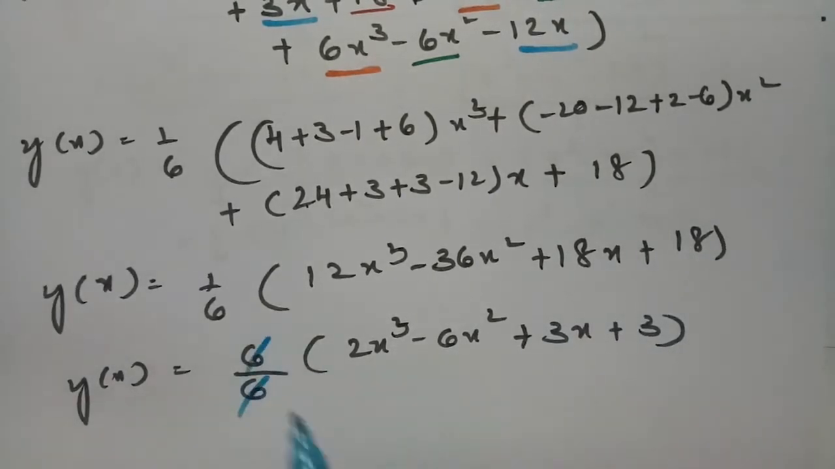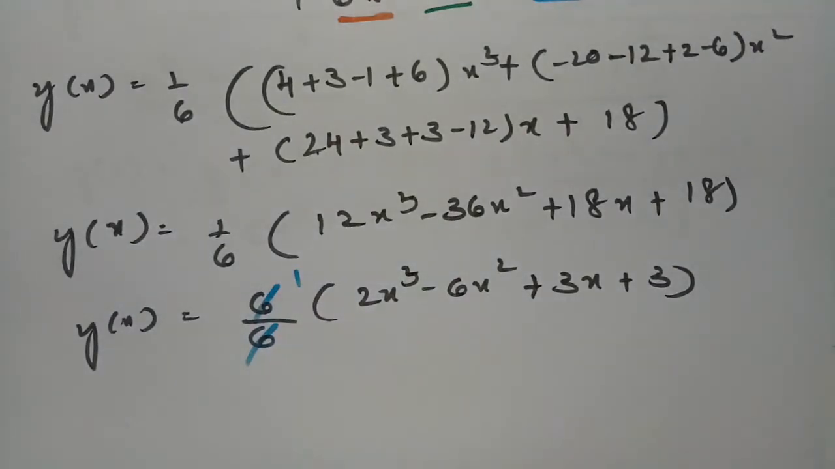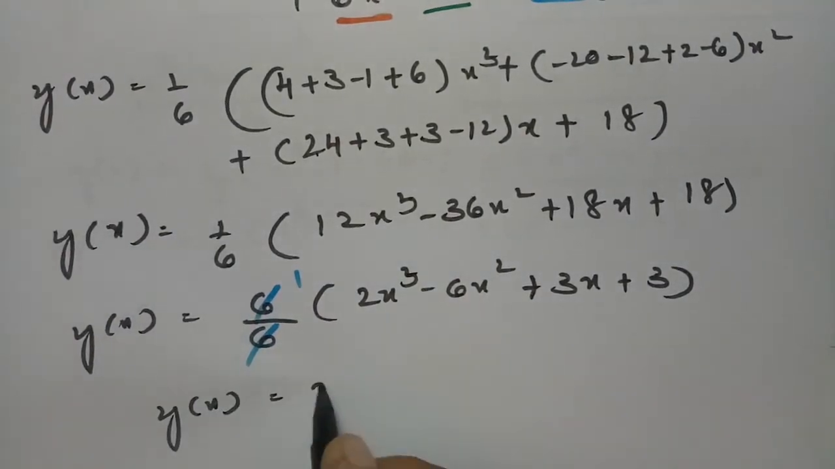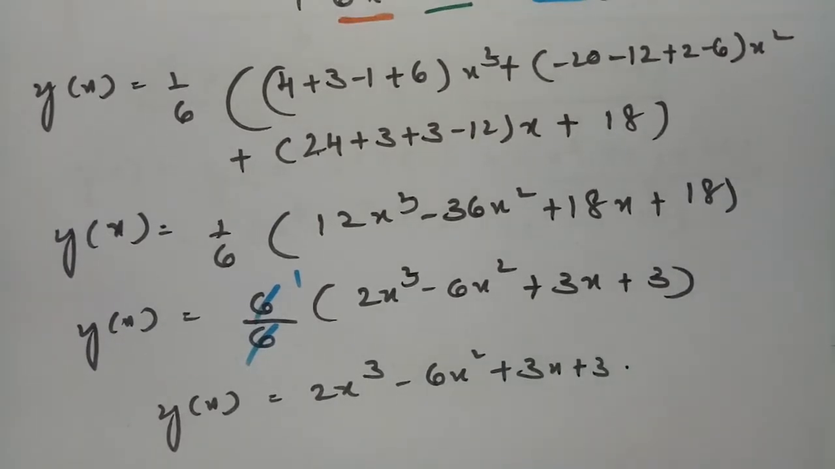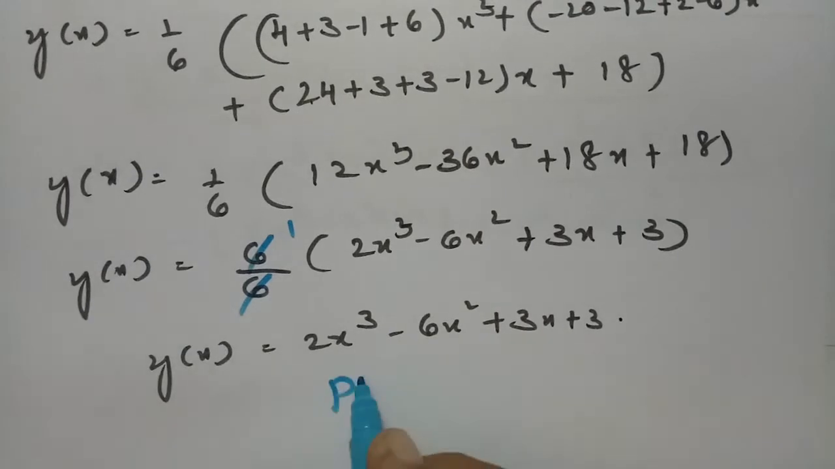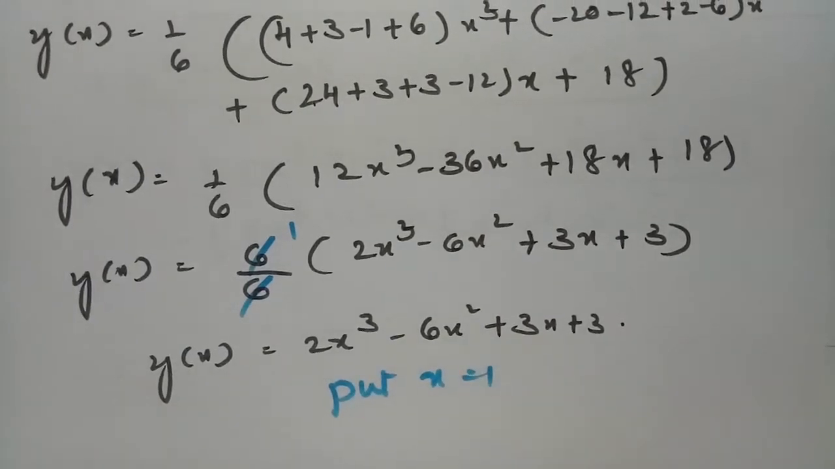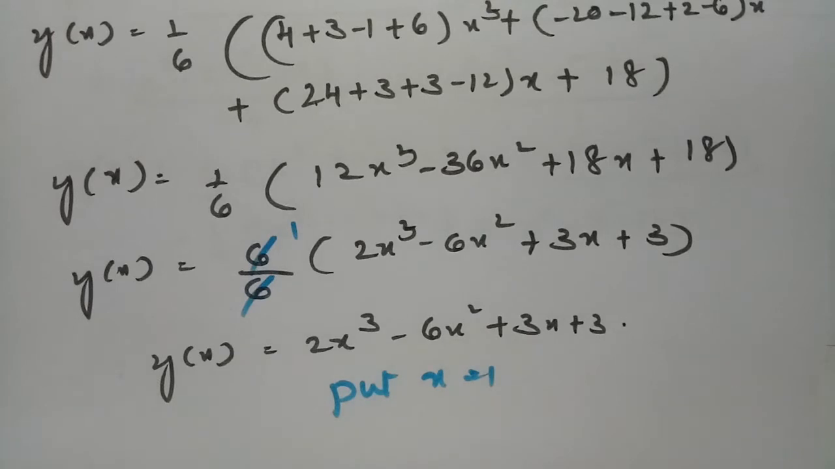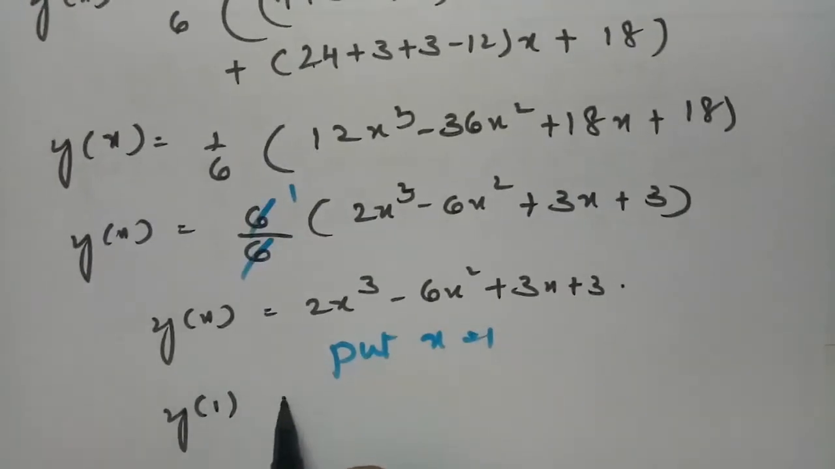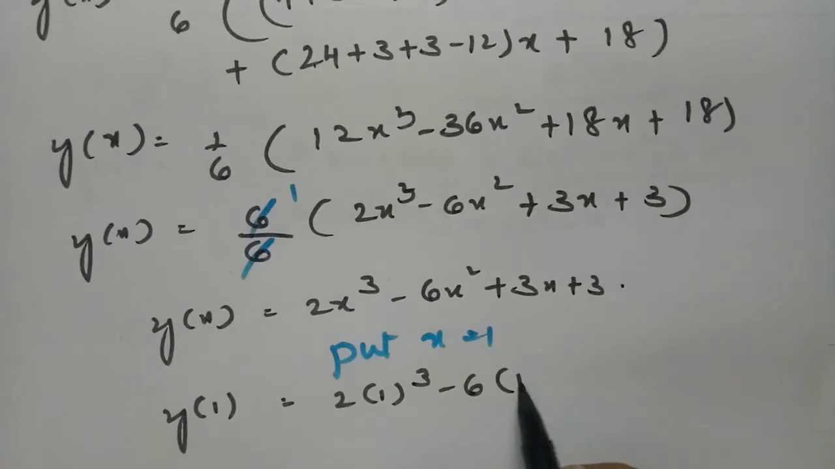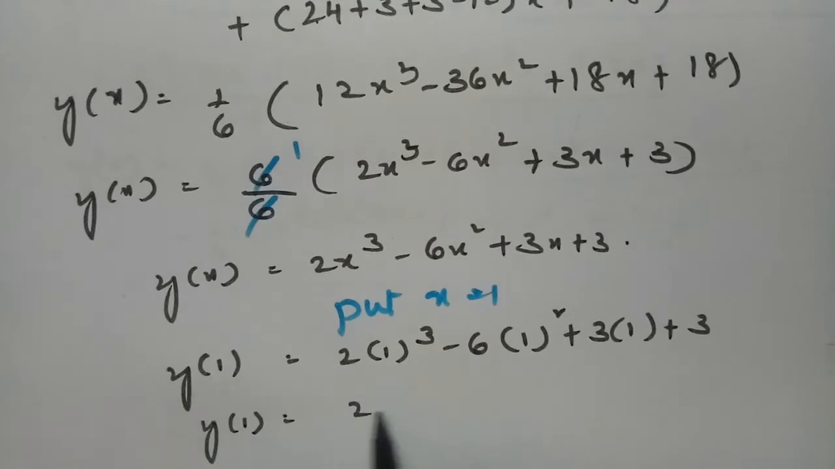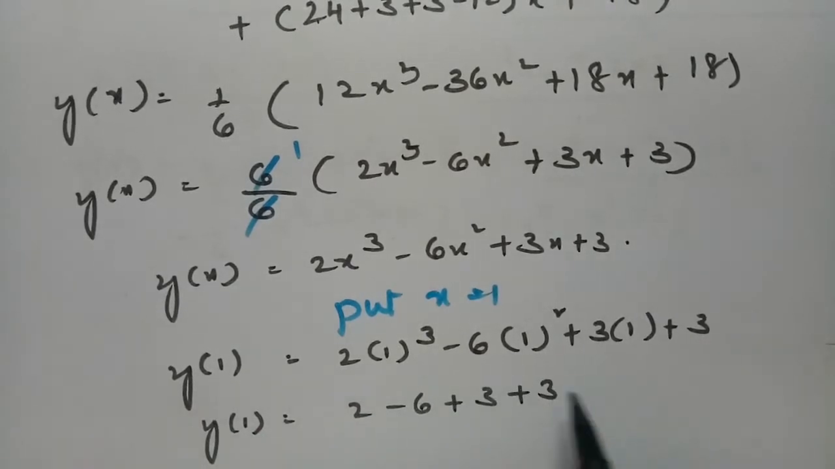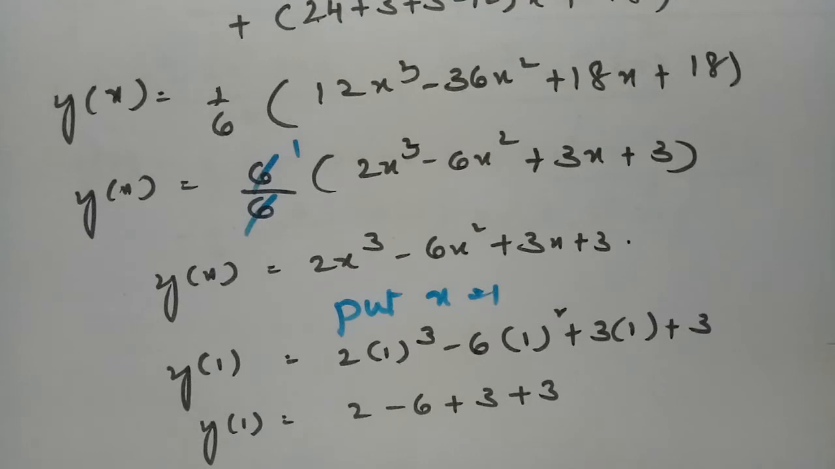So if I cancel the 6 one time, then see, y at x is equal to 2x cube minus 6x square plus 3x plus 3. And now if I keep x is equal to 1, I need the value of y at 1. So y at 1 value is equal to 2 into 1 cube minus 6 into 1 square plus 3 into 1 plus 3. So y at 1 value is 2 minus 6 plus 3 plus 3. If I cancel this, the value here is 2.